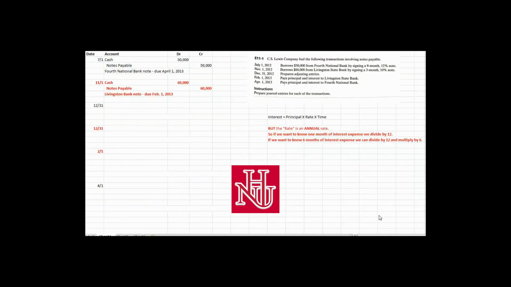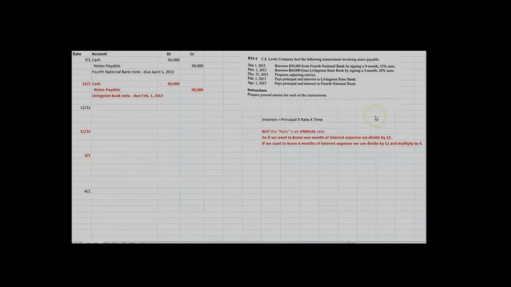Interest expense is an important part of your personal finances and your business finances. If you buy a house, you're going to borrow the money. If you work for a company, they're either borrowing money or lending money or both. So being able to calculate interest expense is an important business skill to have. Let's do exercise 11-1 together.